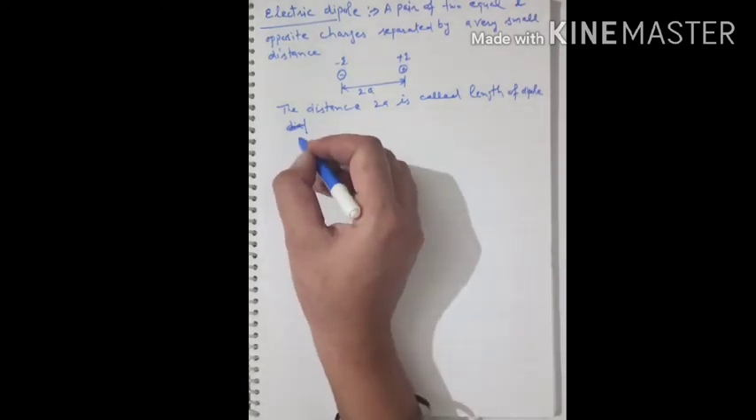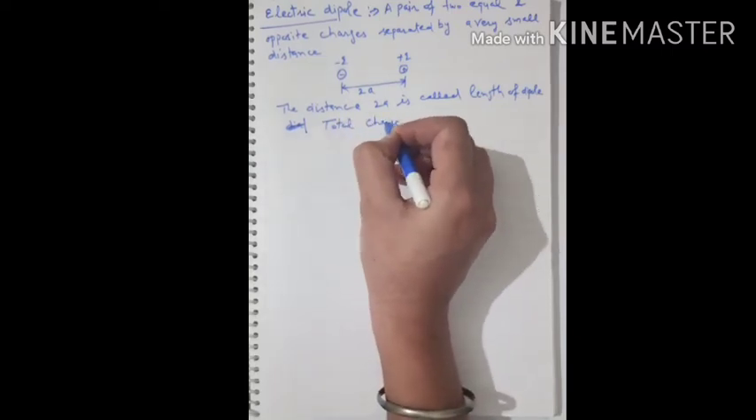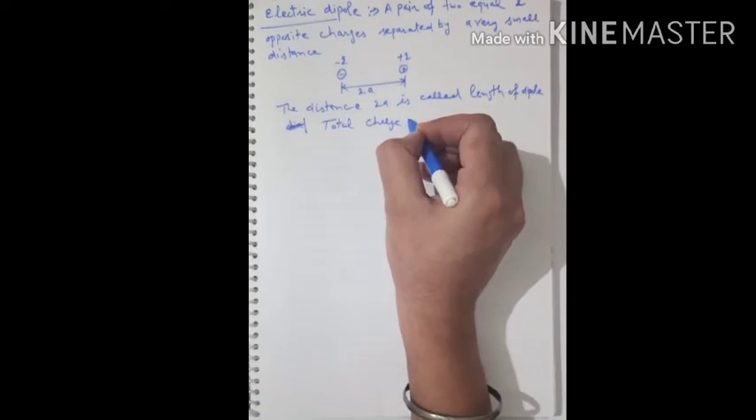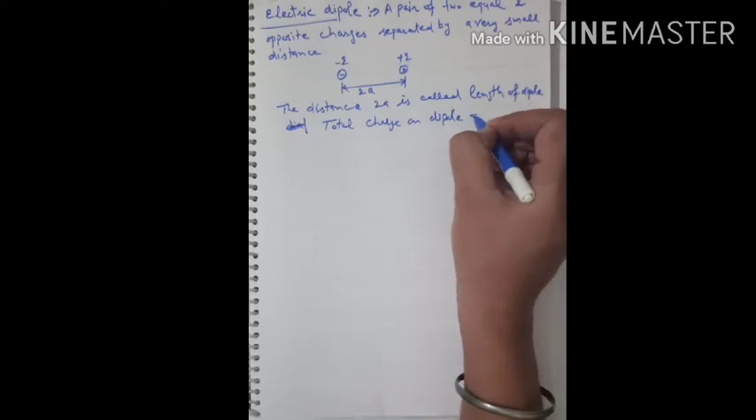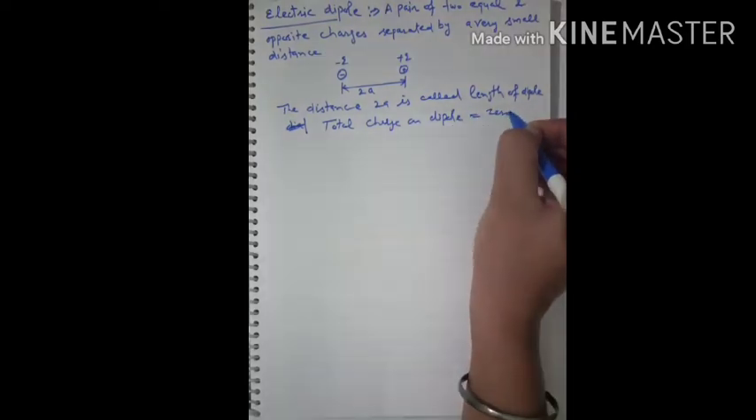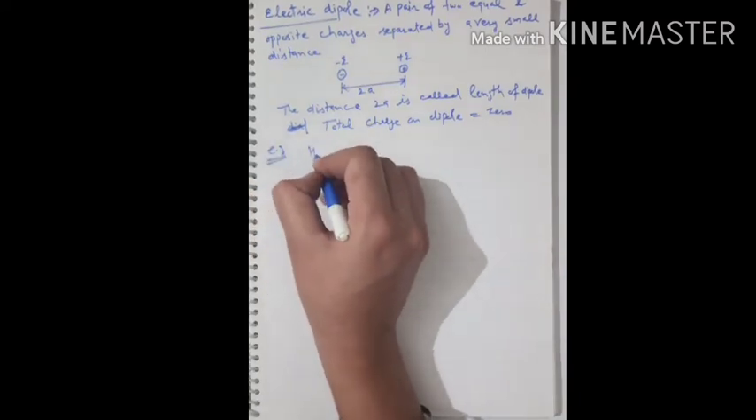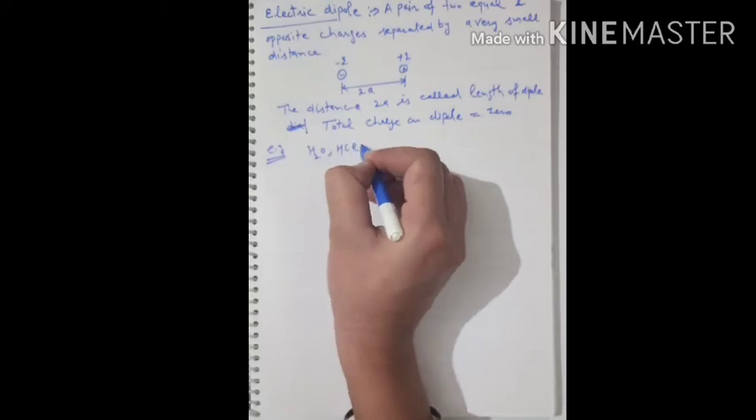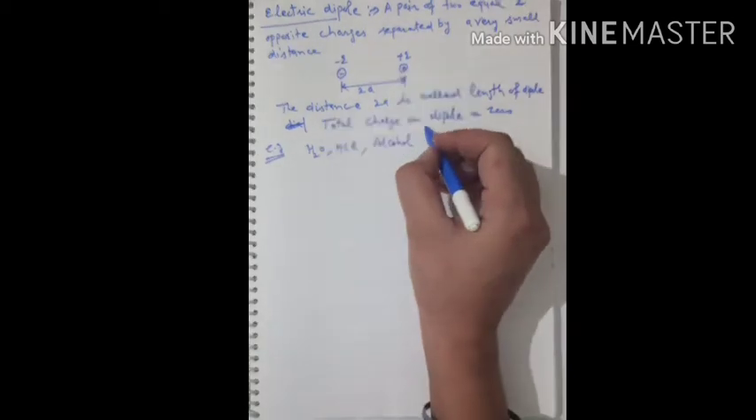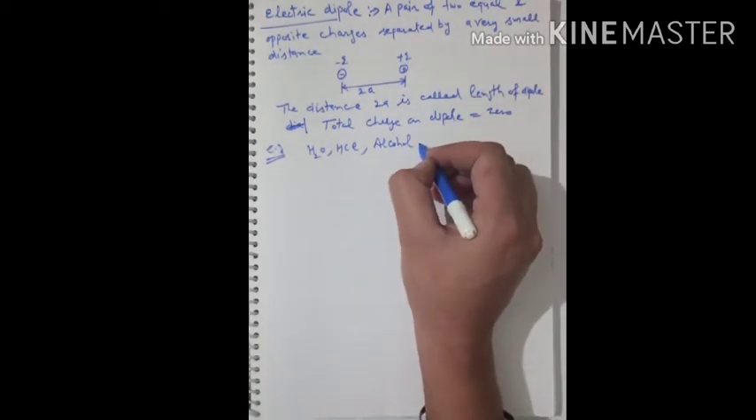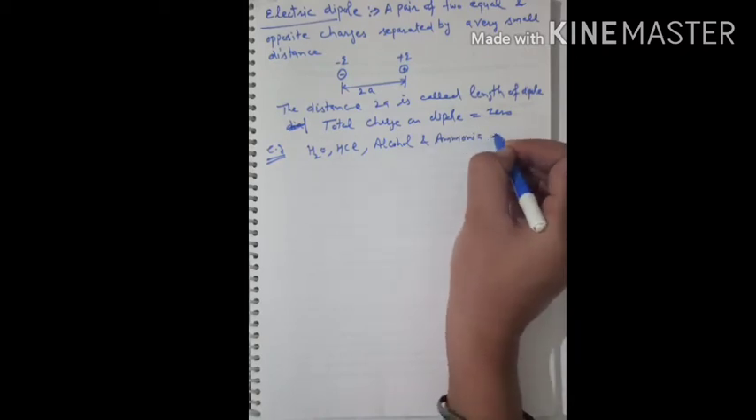The total charge on an electric dipole is 0. For example, the water molecule, hydrochloric acid, alcohol and ammonia, etc.